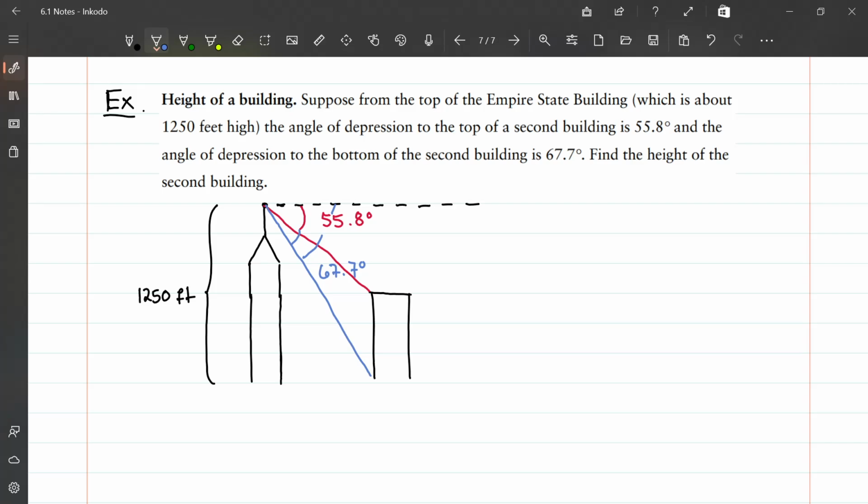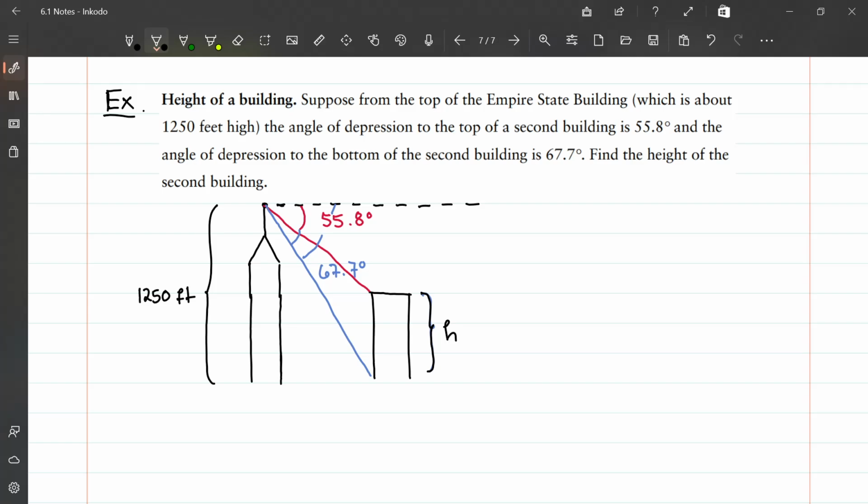And I want to make something clear in this picture. My picture is a little bit cramped. However, when I say 55.8 degrees, I mean from the black dashed line to the red line. When I say 67.7 degrees, I mean from the black dashed line to the blue line, all the way. I want to know the height of this building here. So in other words, I want to know what I'm going to call H, just to keep things simple in my diagram.